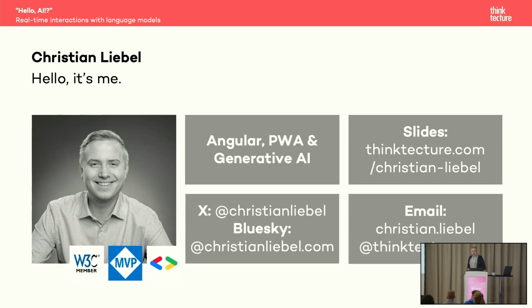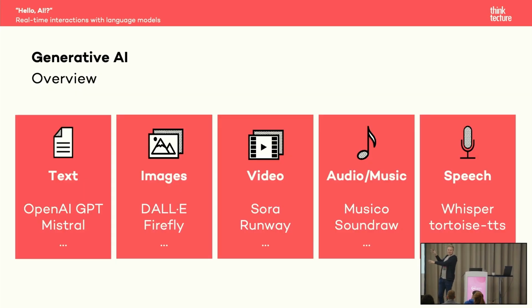Okay. Before we actually come to the real-time models, I want to give a brief introduction of where we come from, because this is quite important, I guess. Because that is the landscape of generative AI. Generative AI means that we have an AI model that can generate content that is consumable by humans.